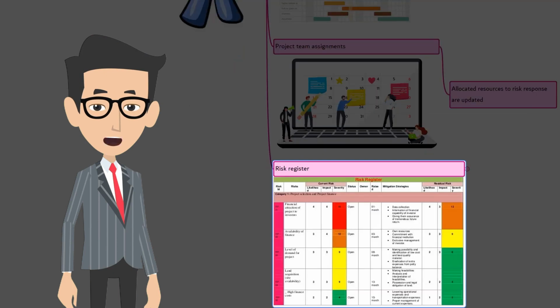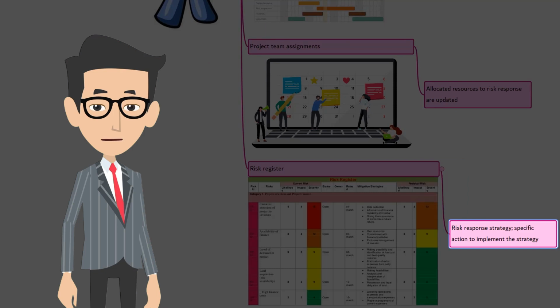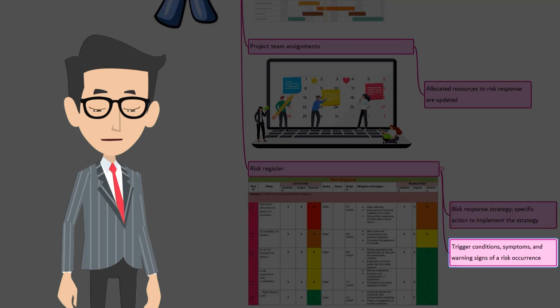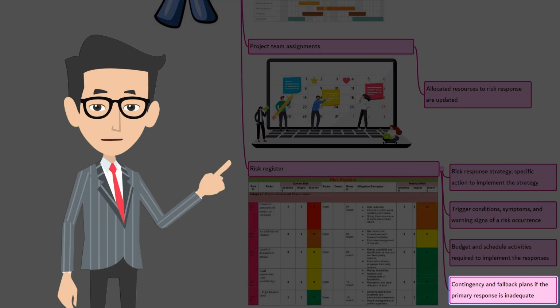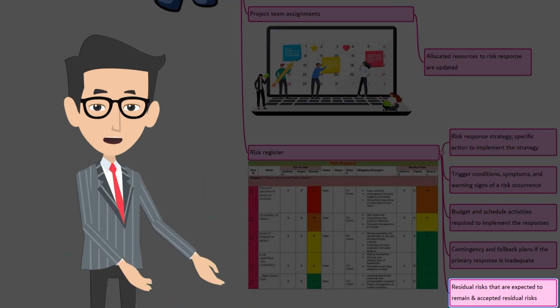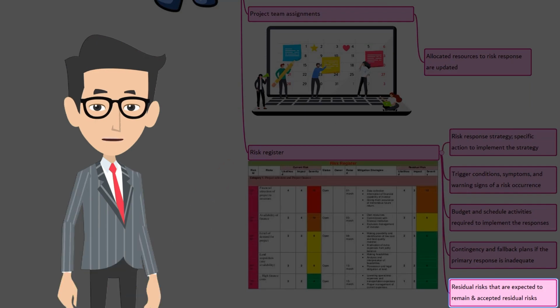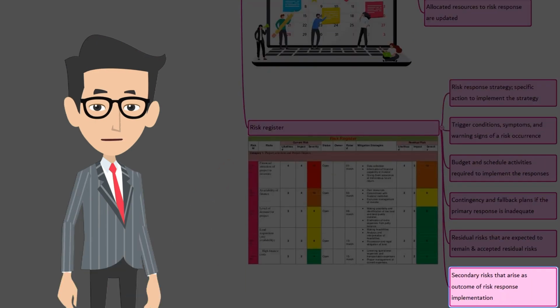Risk register. Updates in the risk register may include risk response strategy, specific action to implement the strategy, trigger conditions, symptoms, and warning signs of a risk occurrence, budget and schedule activities required to implement the responses, contingency and fallback plan if the primary response is inadequate, residual risks that are expected to remain, and accepted residual risks. Secondary risks that arise as an outcome of risk response implementation.